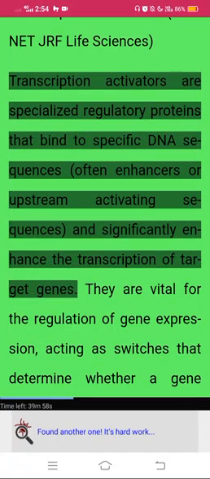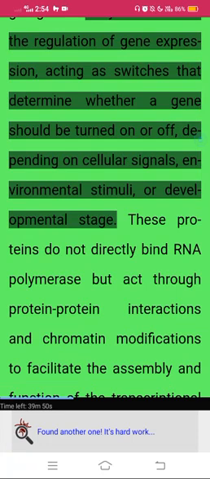enhance the transcription of target genes. They are vital for the regulation of gene expression, acting as switches that determine whether a gene should be turned on or off, depending on cellular signals, environmental stimuli, or developmental stage.